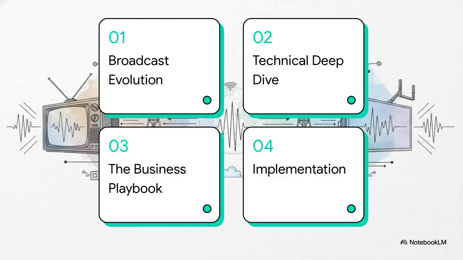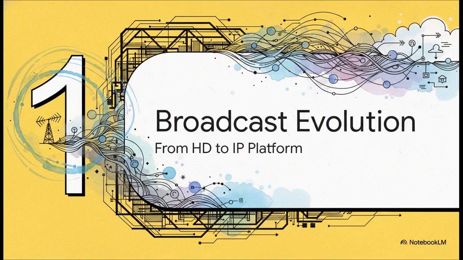We've broken our tour down into 4 main areas. First, we'll look at the broadcast evolution to set the stage. Then we're going to get nerdy with a technical deep dive. After that, we'll open up the business playbook. That's where the money is. And finally, we'll get into the real-world stuff, implementation and challenges. So let's kick things off with part 1, the broadcast evolution.